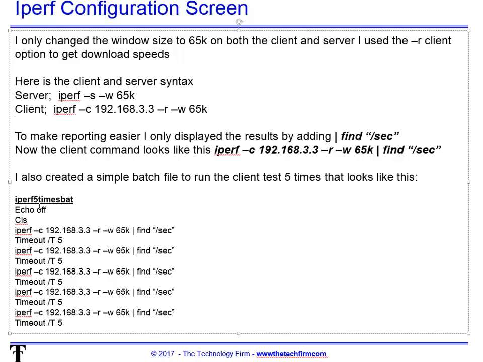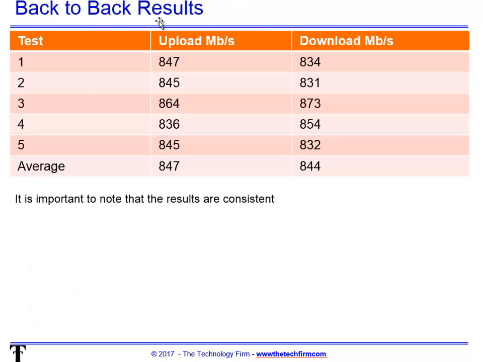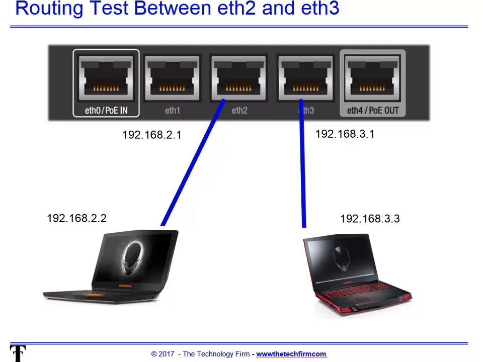Lastly, I created this little batch file, and I put this little bit on the end of it, a pipe to find "/sec", and what that does is give you just the throughput results without all the other text that Iperf gives you. All right, let's go to the results. The back-to-back test with the laptops, we're in the mid-800s, which is good to know, and the results are consistent.